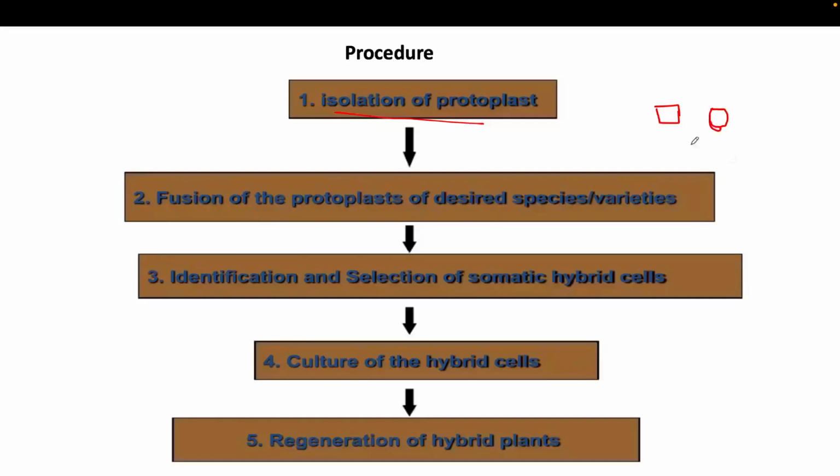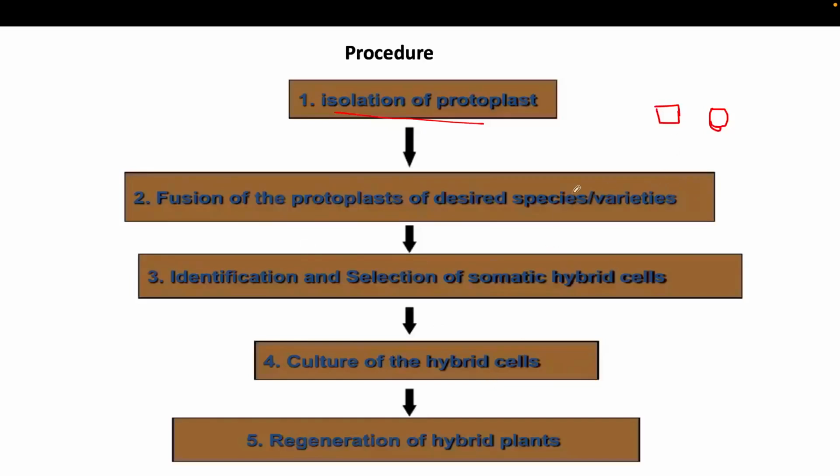So the identification and selection of the somatic hybrid cell is very essential, because not all the cells in the population will be your desired hybrid cell. So for that you need identification and selection. Then you require the culture of the hybrid cell.